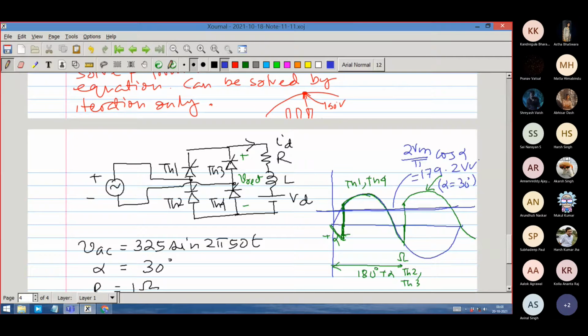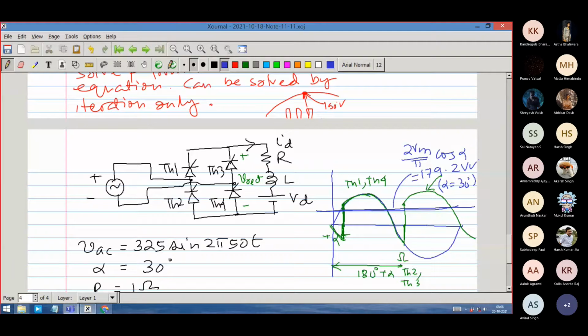So Vd has to be definitely less than that voltage, because if it is precisely at that voltage, then Vrect is equal to Vd, and therefore Id is equal to 0. So that is one condition when no current is there, as if it is just barely conducting, barely continuous conduction. For more and more continuous conduction, Vd has to be less and less.